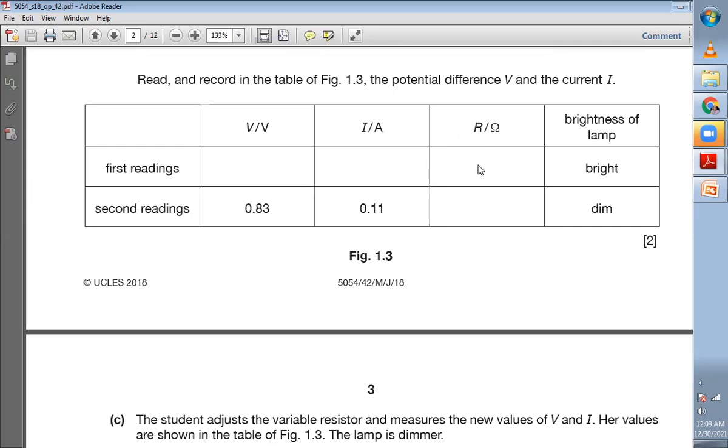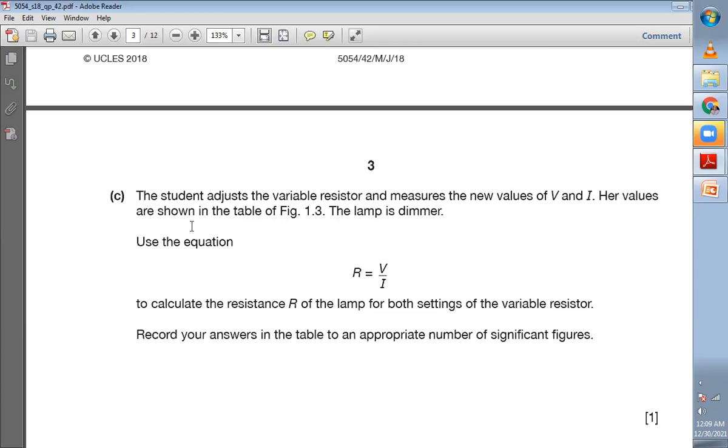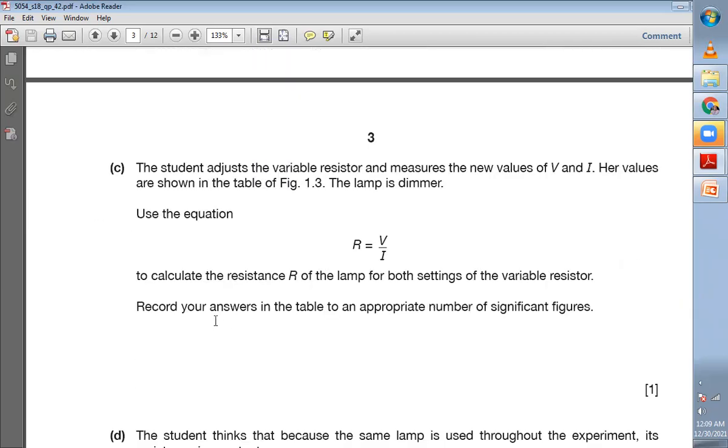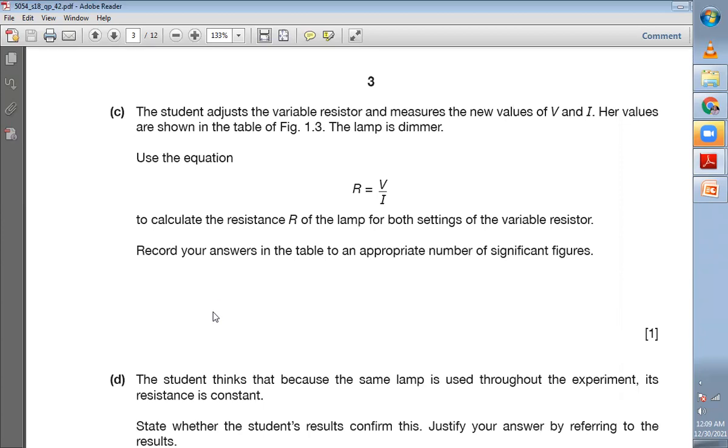Enter those readings here, and then you can find out the resistance also. Let me show you the table. Before that, it says the student adjusts the variable resistor and measures the new values of V and I. Her values are shown in the table, figure 1.3. The lamp is dimmer. Use the equation R equals V by I to calculate the resistance R of the lamp for both settings of the variable resistor. Record your answer in the table to an appropriate number of significant figures.